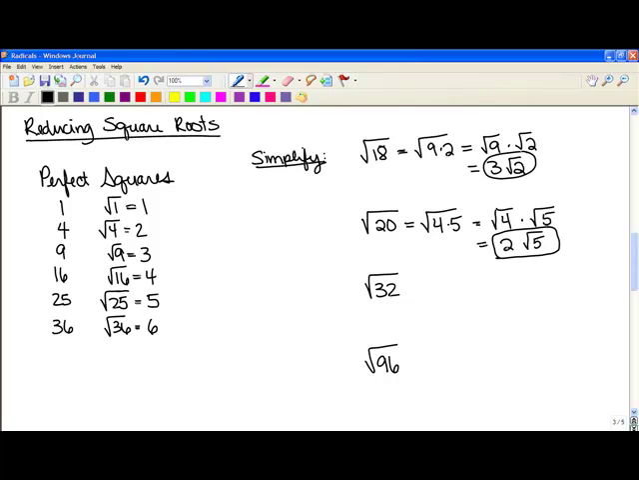Next we have the square root of 32. We need to look at the highest perfect square that will go into 32. That will be 16. 16 times 2 is equal to 32. So we'll write the square root of 16 times the square root of 2. The square root of 16 is 4. So we have 4 times the square root of 2.